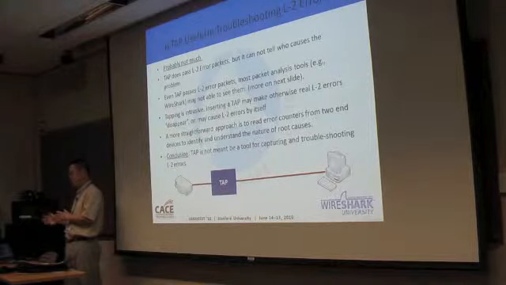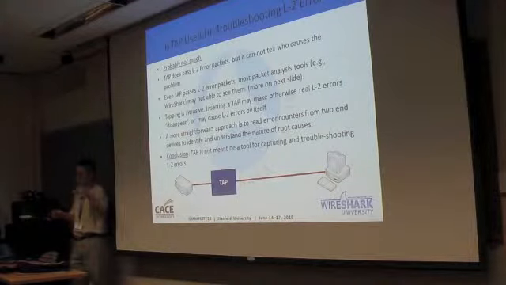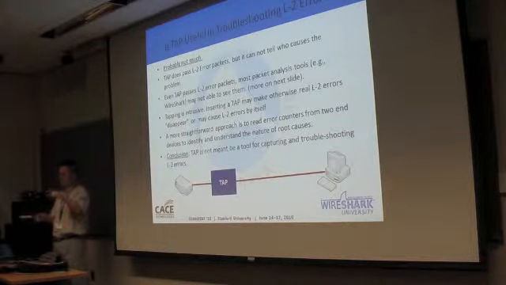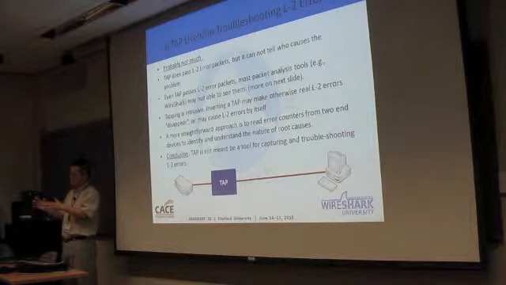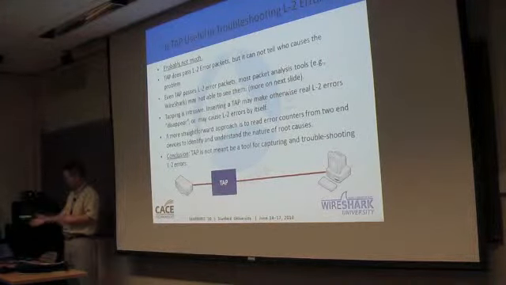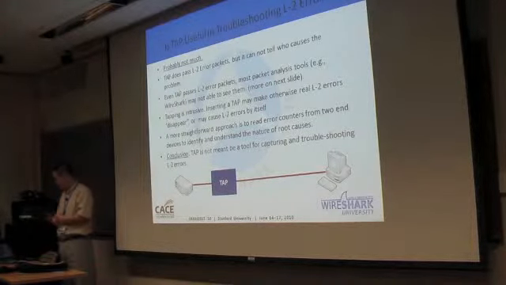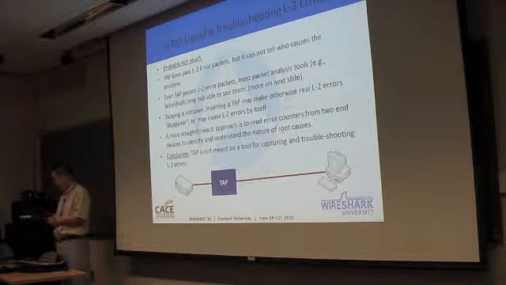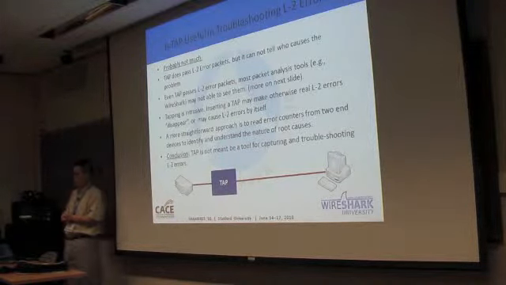Yeah, so this is to address one of the points in the argument of this tap versus the SPAN, because the tap is supposed to be able to pass the L2 errors, and the SPAN cannot. Then based on this analysis, the tap is not very useful in troubleshooting L2 errors.